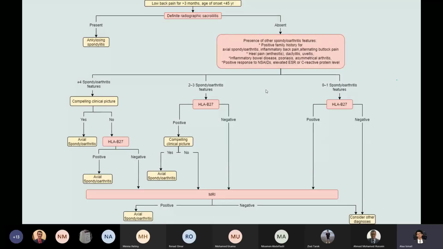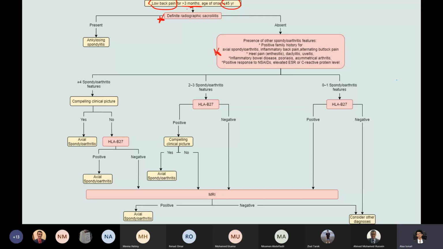As I've just said before, this algorithm is specified for those patients complaining of low back pain for more than 3 months with an age of onset that's below 45 years. Now, this algorithm is designed around three major ideas that are going to aid us to reach the definitive diagnosis.